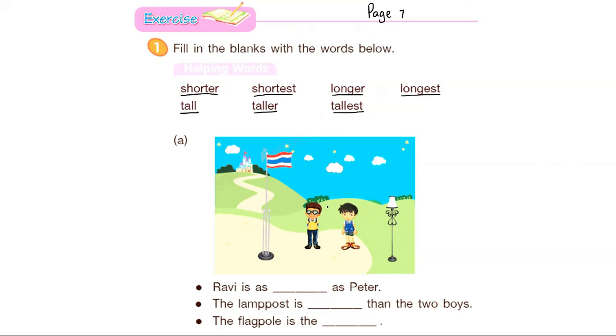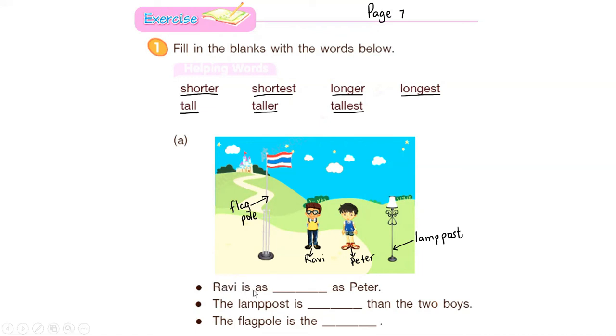Okay, we have got, let's call this one Ravi, and this one Peter. Okay, this is lamp post, and this one is flagpole. Okay, so let's answer this question together.